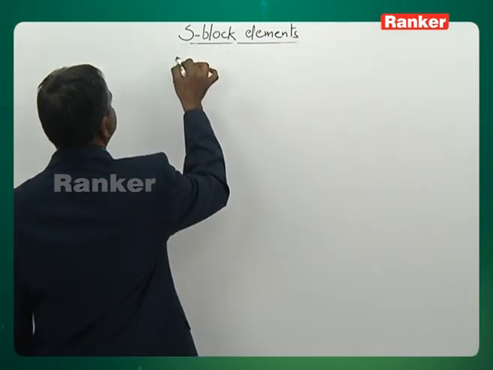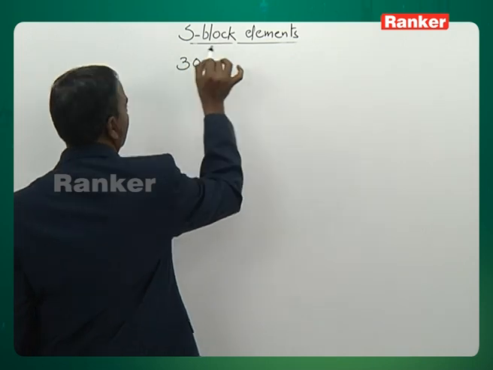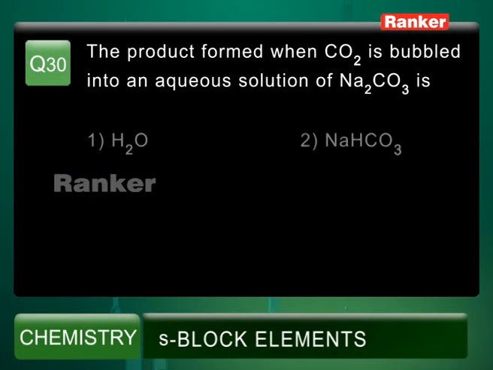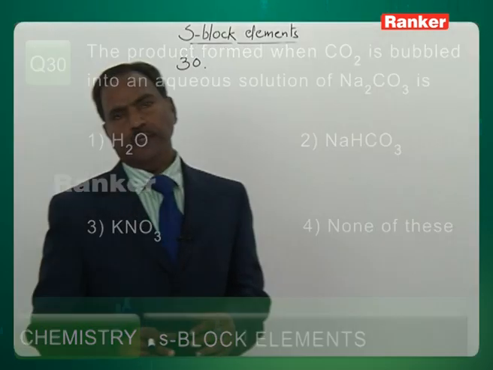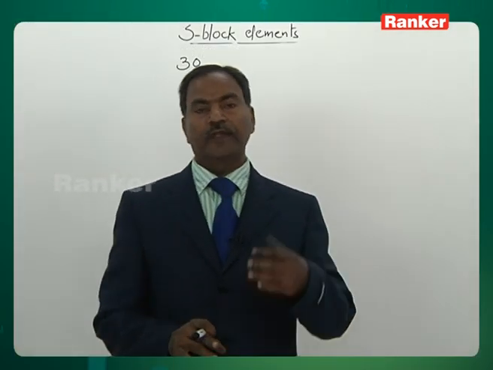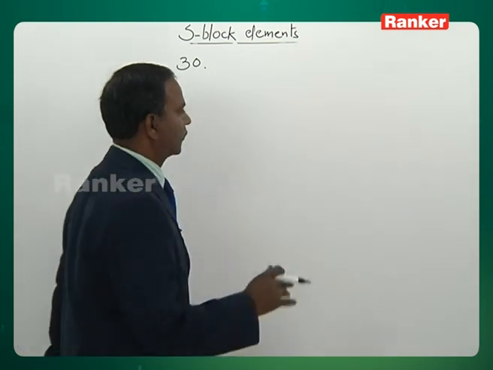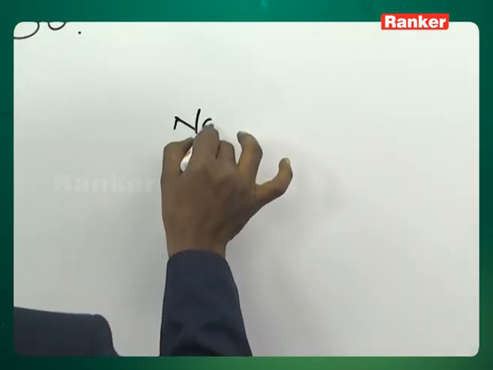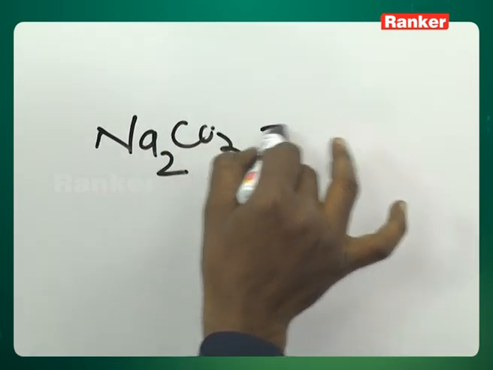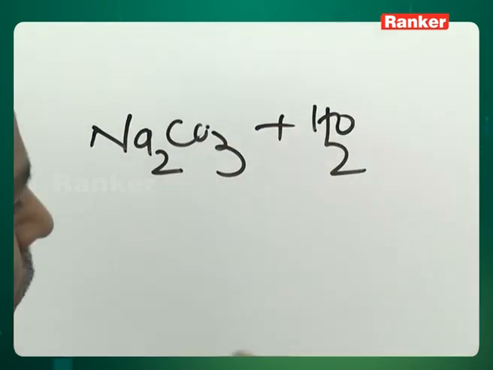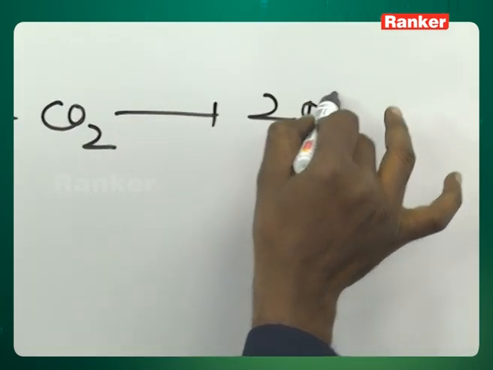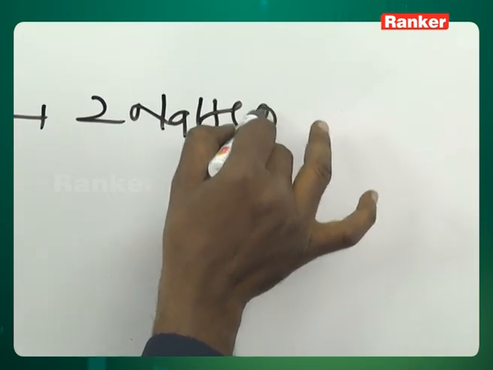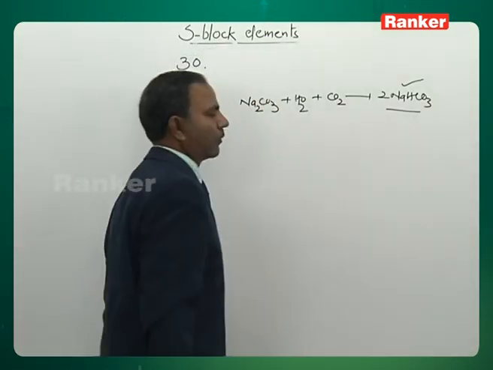Next, question number 30. The product formed when CO2 is bubbled into aqueous solution of sodium carbonate. Generally, whenever you are bubbling carbon dioxide into aqueous solution of sodium carbonate, the resultant product is sodium bicarbonate. See, into the aqueous solution of sodium carbonate, we are passing CO2, the product is sodium bicarbonate. Sodium bicarbonate is formed.